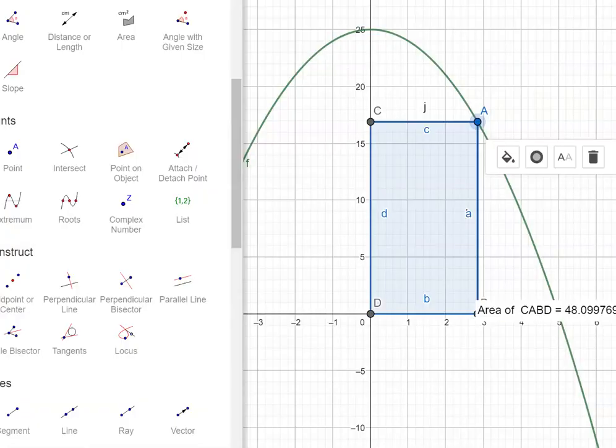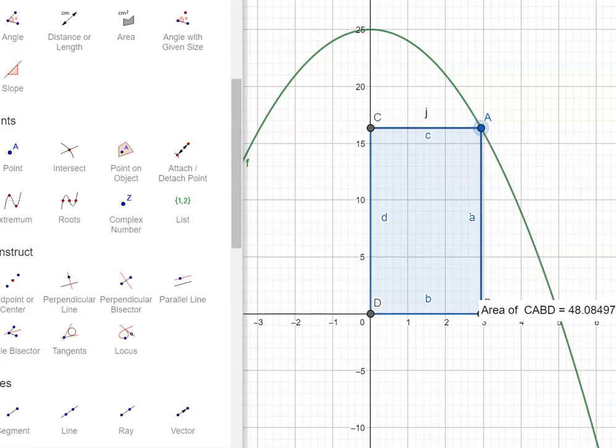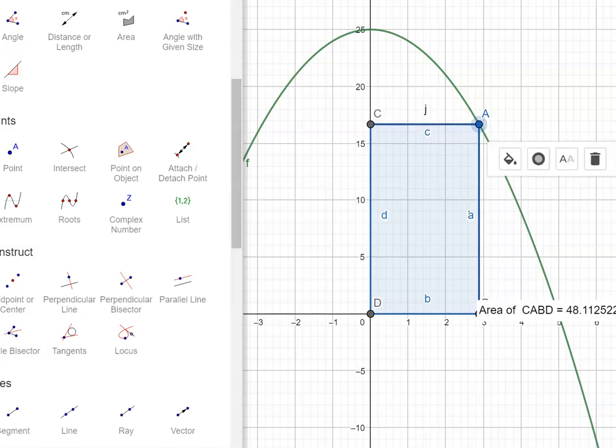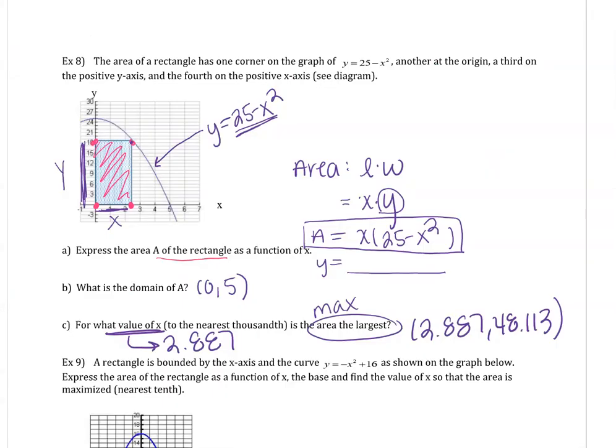That's actually pretty close. If I move this a smidge, oh, there you go. You can kind of start to see where it starts to hit 48.11 in there. Okay, this x value would give you the largest area. So again, this is representing your x distance, this is representing your area. So if I did ask you what the maximum area is, it's 48.113.